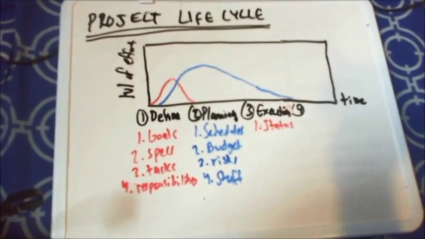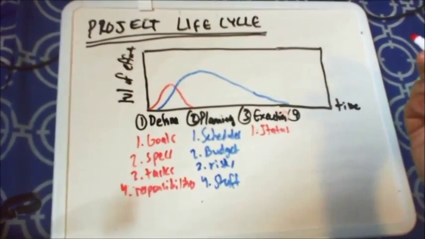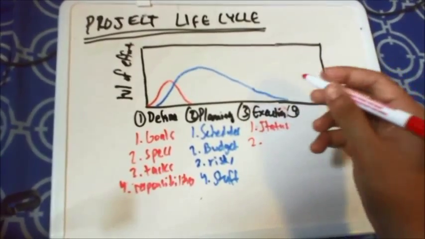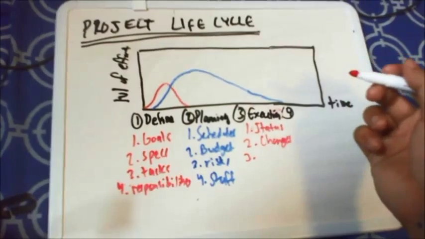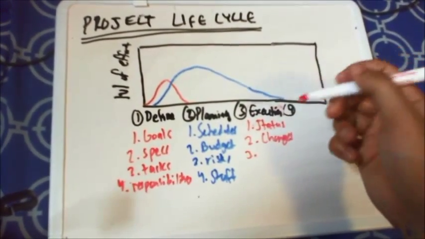Is our budget still effective? Is it still working out? Number 2, changes. What changes do we have to make based on their status reports to actually get the project done in the end? And number 3 is the quality.